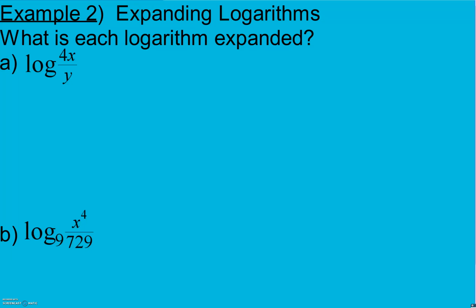Example 2 here is expanding logarithms. So we're just going to work backwards. Take each thing that we have and split it into one individual piece. So each factor becomes one individual term. Here we have a 4, an x, and a y.